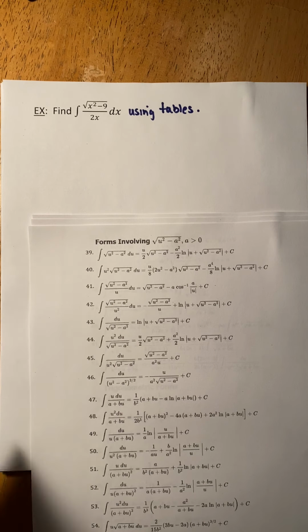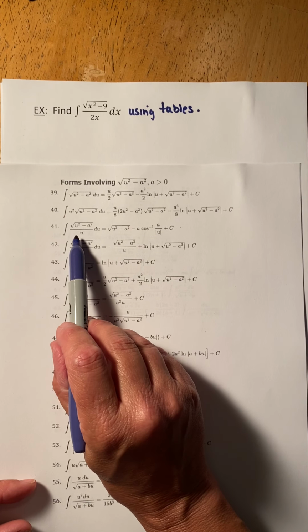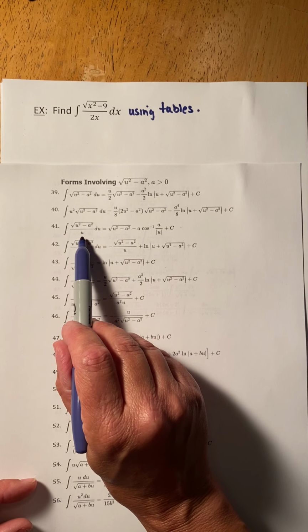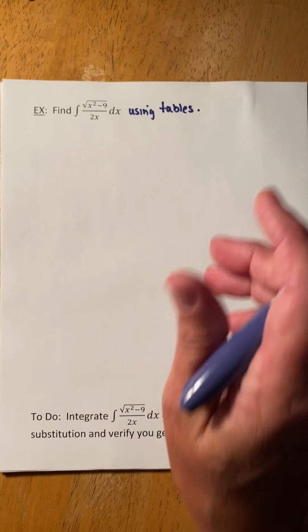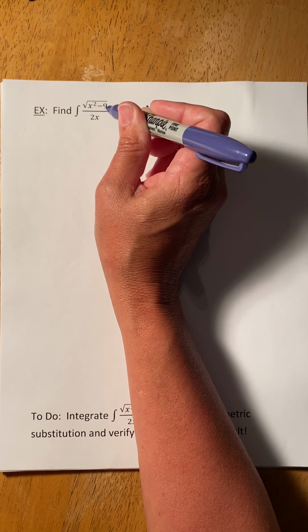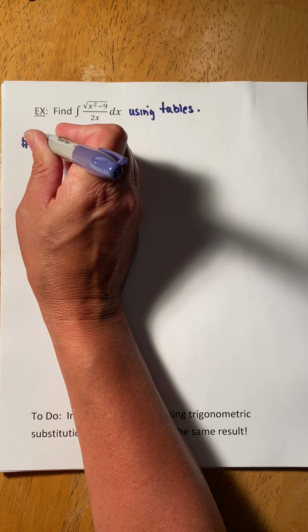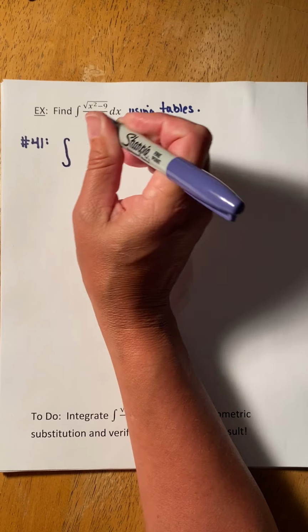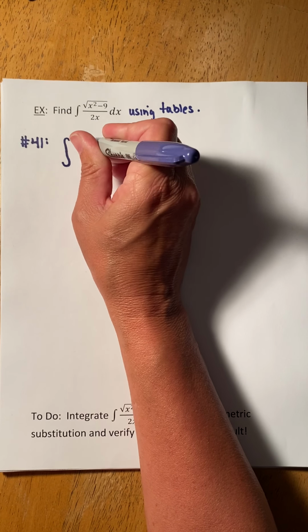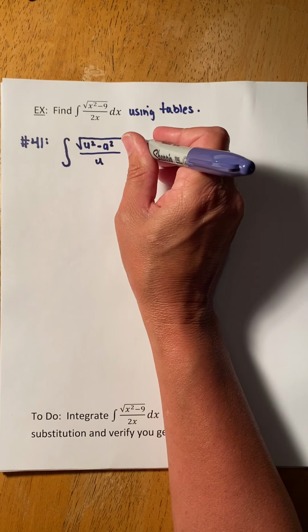So you're going to flip through your tables, and you're going to see that this looks a lot like number 41. Right? So 41 says the integral of the square root of u squared minus a squared all over u is, and then here gives me the template. So I'm actually going to write this down. First note, this 2 is going to cause a little bit of a problem, but we'll deal with that in a minute. So we're going to use number 41 in this case. Half of the battle is trying to identify which one to use. So number 41 says that if you have the antiderivative of the square root of u squared minus a squared all over the variable u, and you integrate with respect to u.